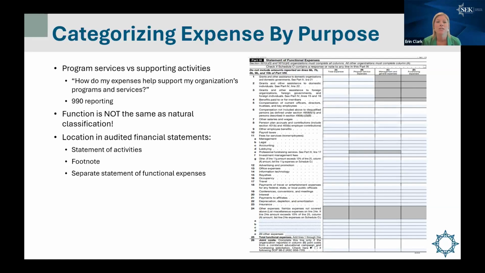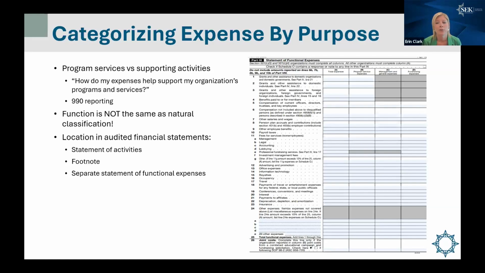As I started to say, function is not the same as natural classification. So when I say natural classification, that's going to be just a general description of what you're paying for. Salaries, other personnel costs, rent, utilities, supplies. Those are all natural classification. Functional is, again, the program, general and administrative, or management in general, or fundraising. So sometimes I'll see a line item on a statement of functional expenses that has a natural classification that just says fundraising. There's probably a little more detail to that because that's the function, not the natural. So just keep that in mind as well.